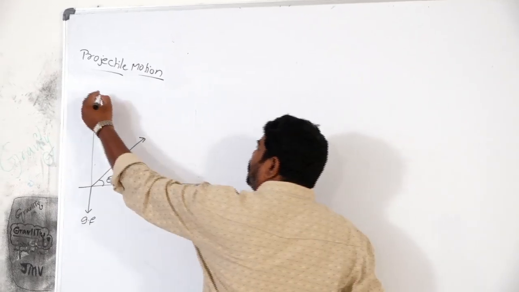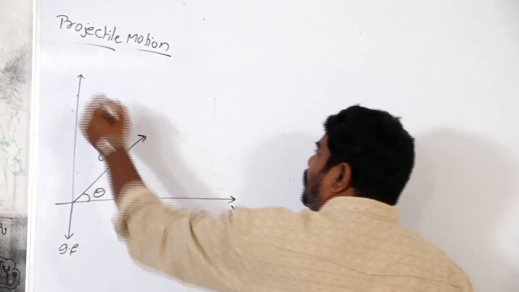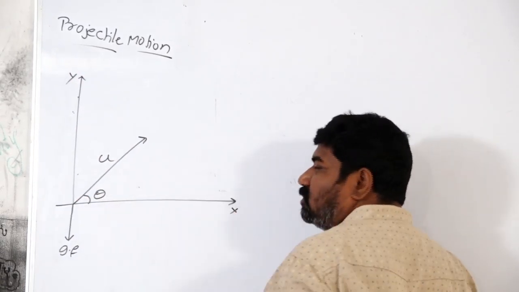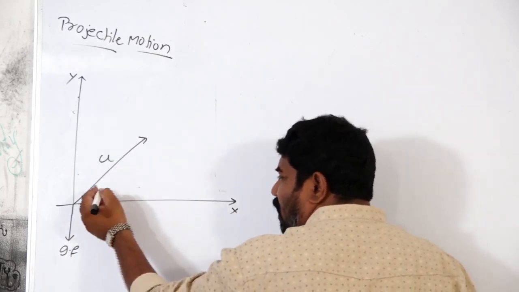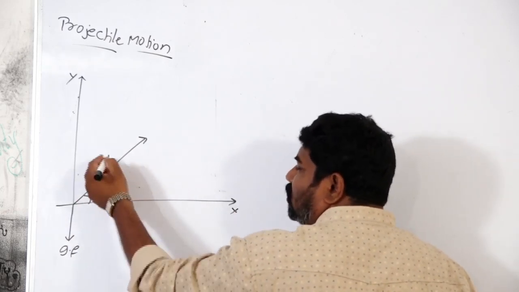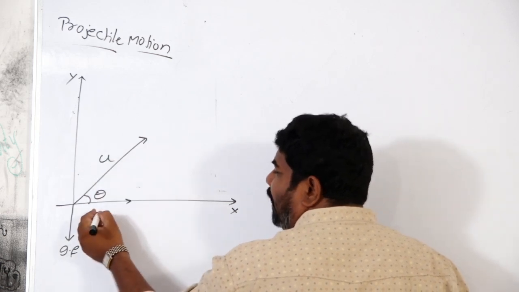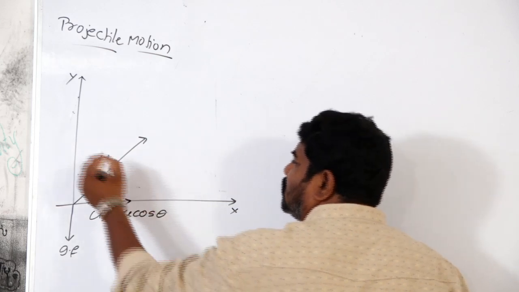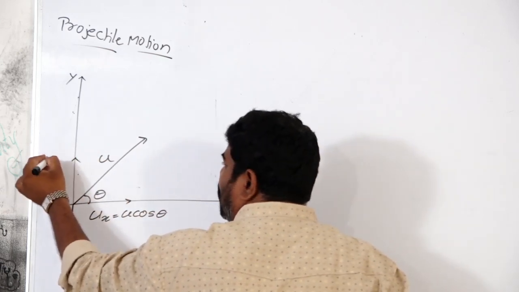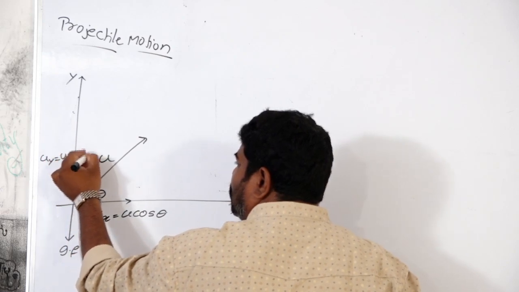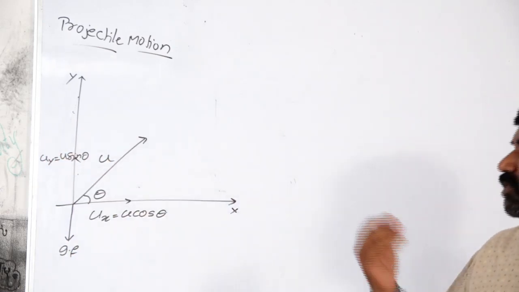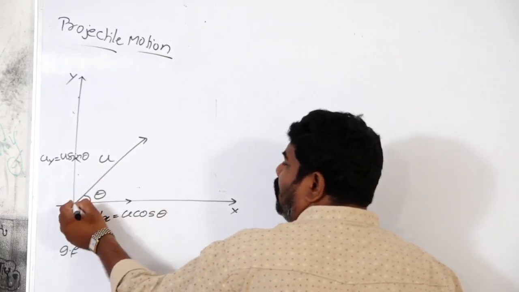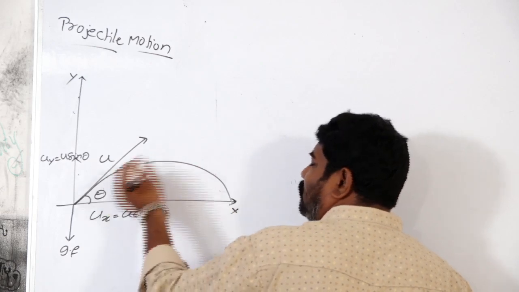Here let us consider if a body is projected with initial velocity u at an angle theta with the horizontal. Here velocity is a vector quantity, so it is resolved into two rectangular components. What is the horizontal component of velocity? That is nothing but u cos theta. And the vertical component of velocity is nothing but u sin theta. So now we want to find what is the path of the projectile.